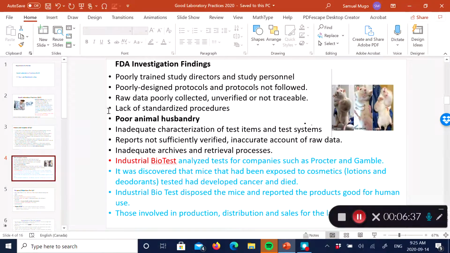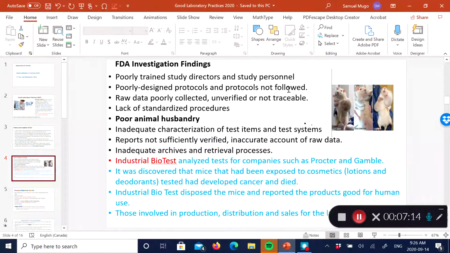And so the FDA realized that this company had poorly trained study directors and study personnel. In that study, they had poorly designed protocols, and the protocols were not followed. And this is what we are calling the standard operating procedures not being followed. And this was related to, when you make any analytical method, typically you have to document in a very detailed way how that analytical method is done.